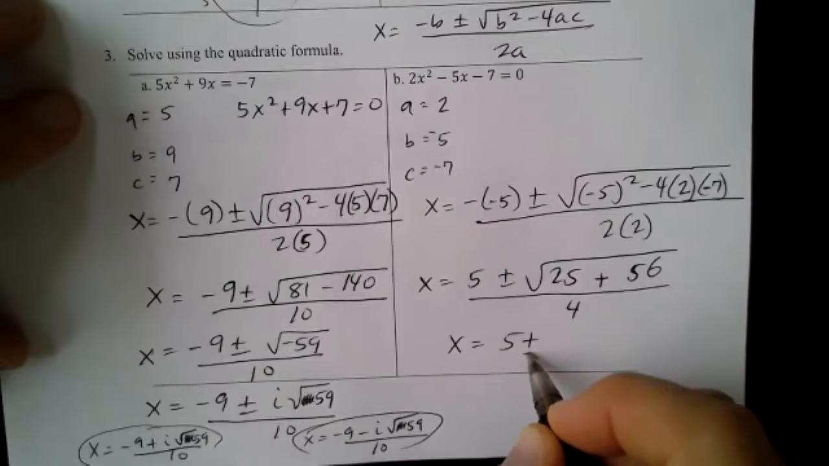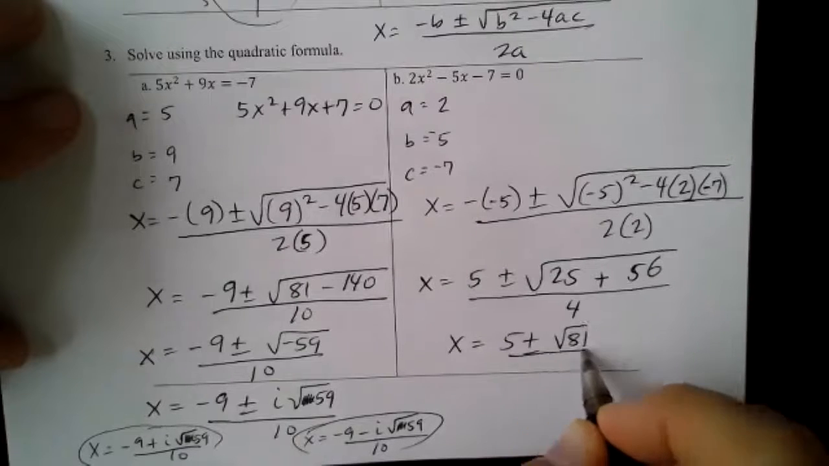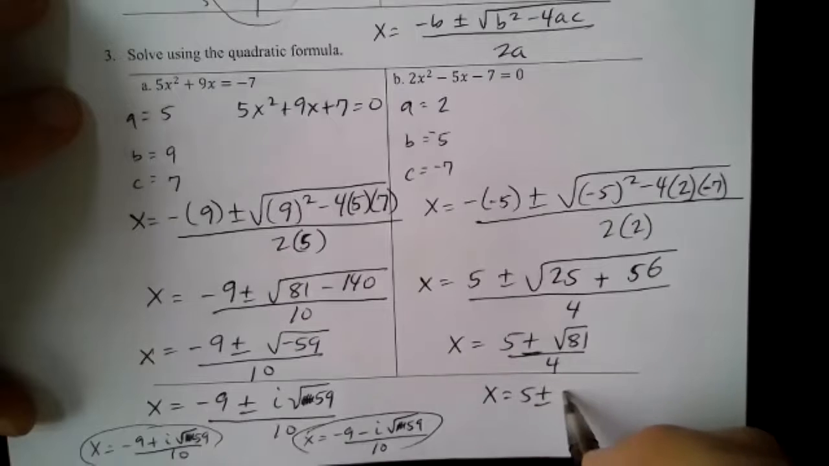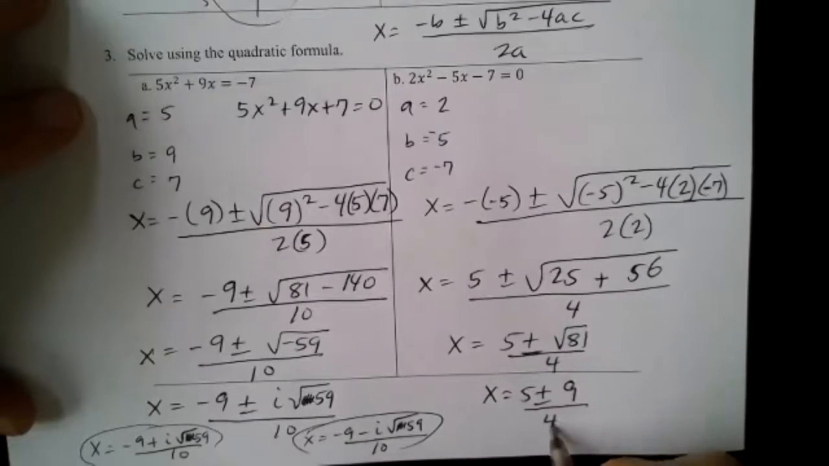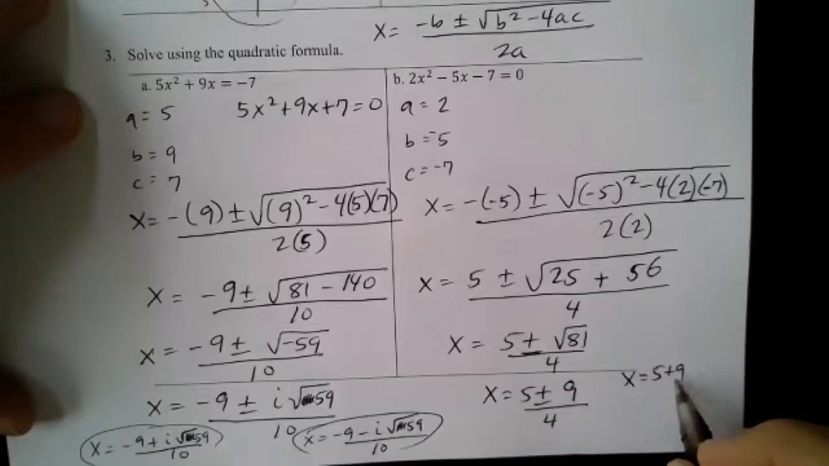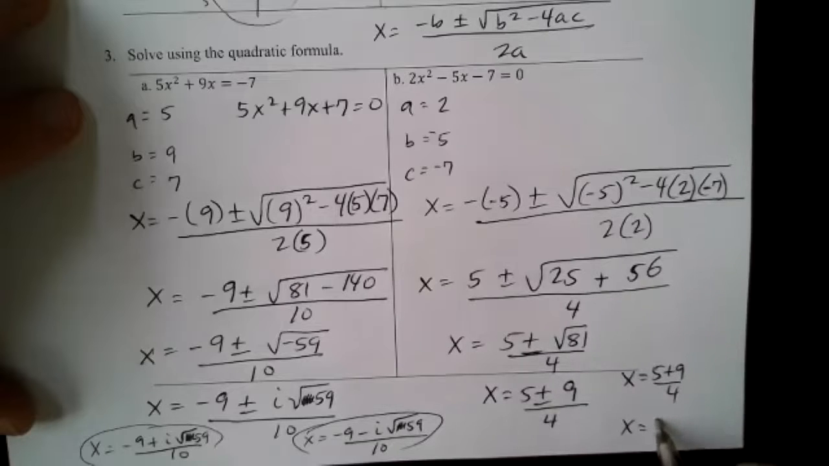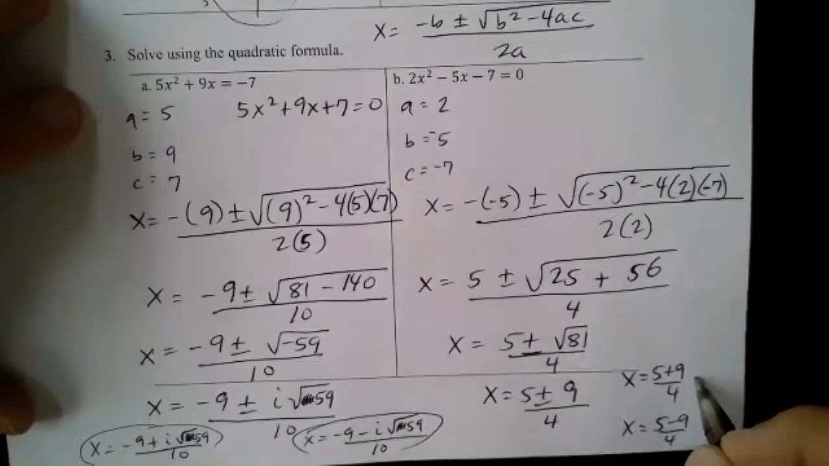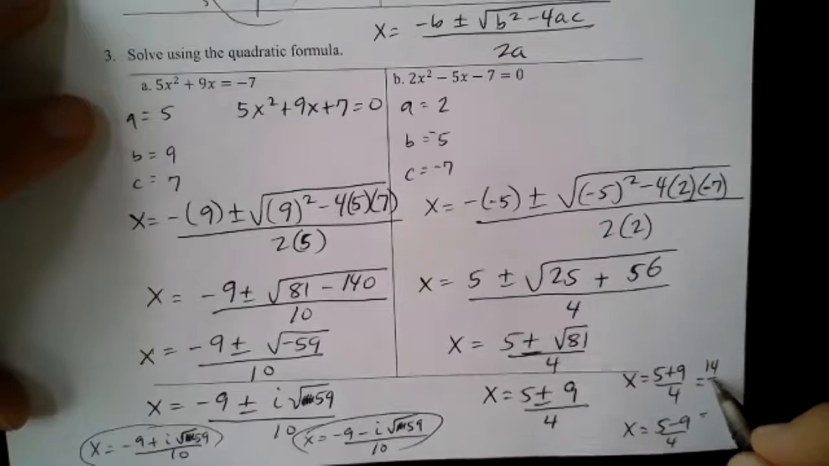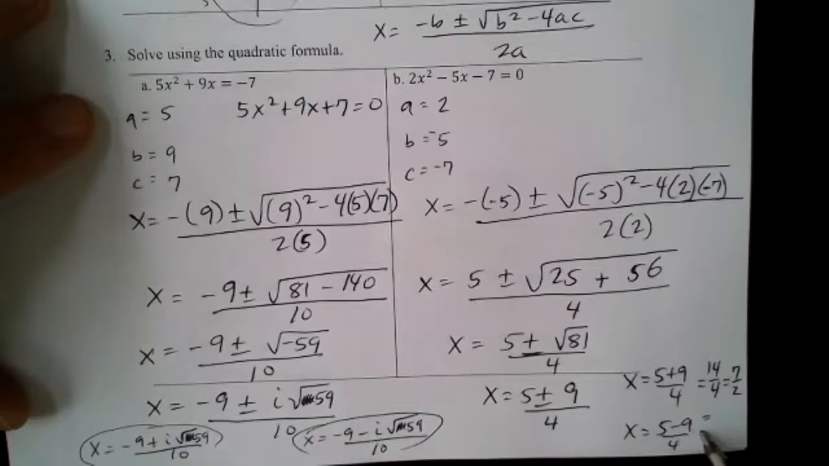5 plus or minus the square root of 81 over 4. And then x equals 5 plus or minus 9 over 4. So in other words, my two answers are x equals 5 plus 9 over 4 and x equals 5 minus 9 over 4. Or this is 14 over 4 or 7 over 2. And this is negative 4 over 4, so that's negative 1.